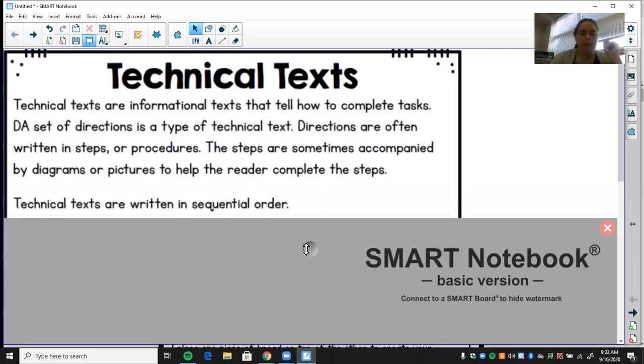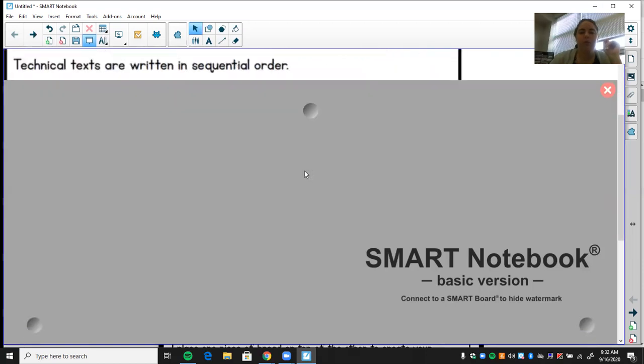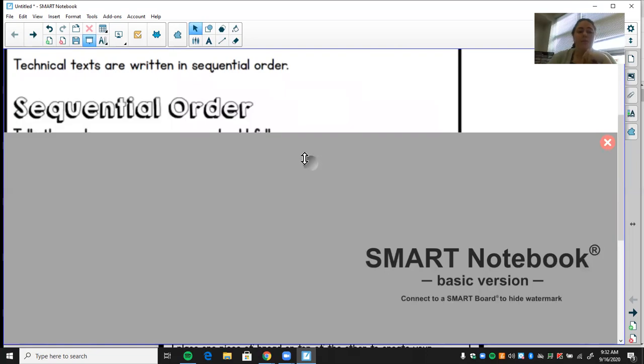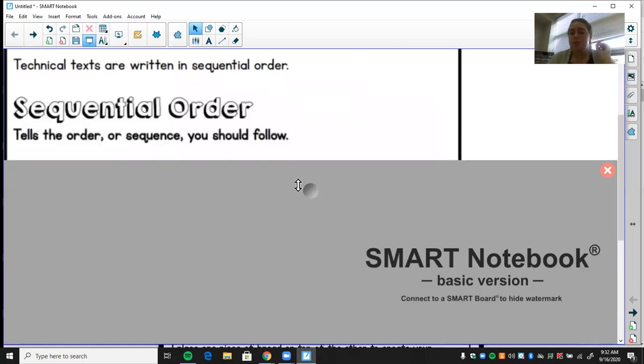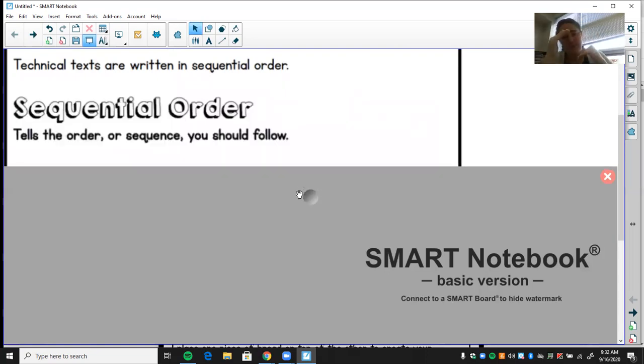So technical texts are written in sequential order. And what that means is it's written in a specific order, like 1, 2, 3, 4, 5. And if you go out of that order, it's going to mess things up. So sequential order tells the order or sequence you should follow. So like I said, it's a very specific way of doing things. And if you don't do it that way, it might mess up what you're trying to make.